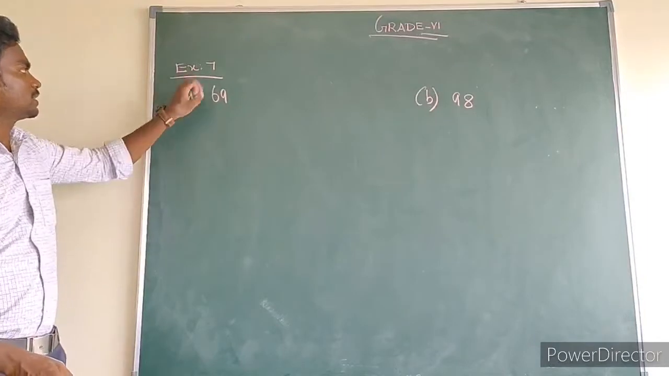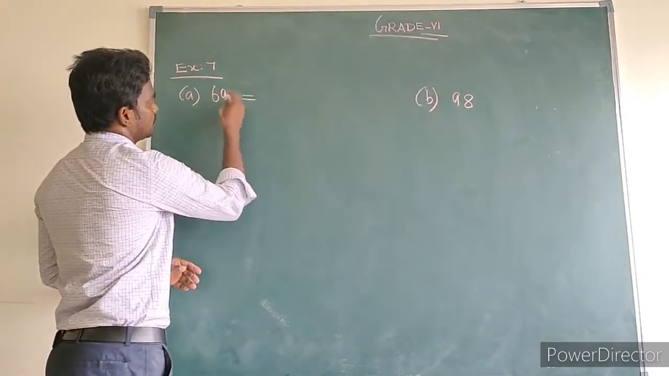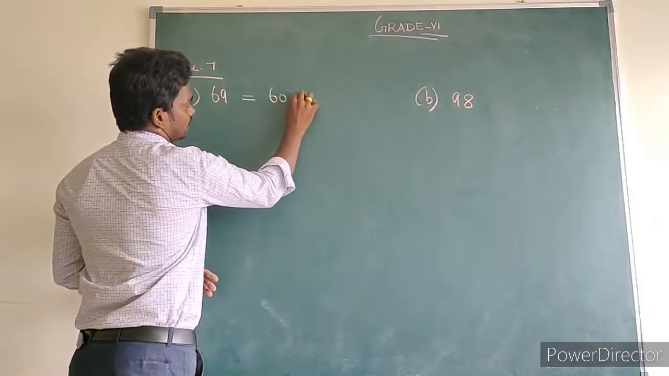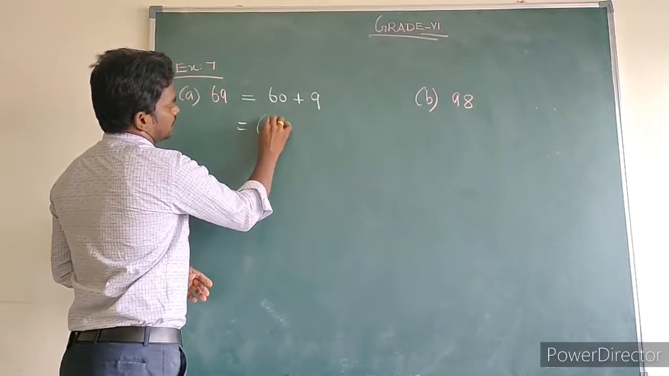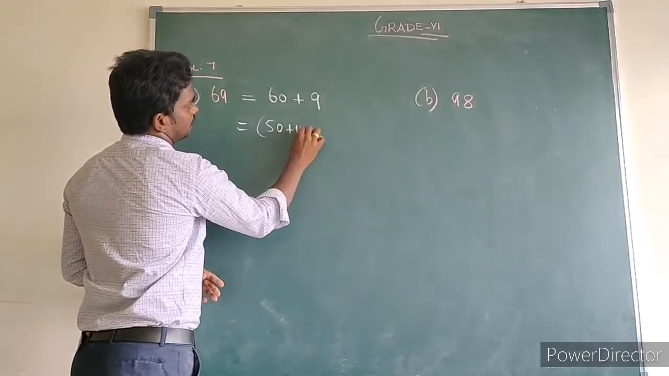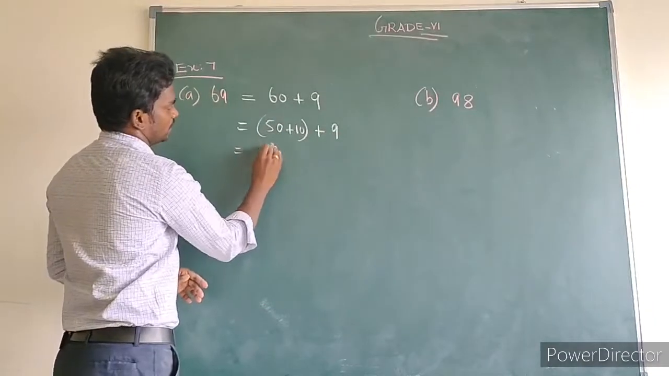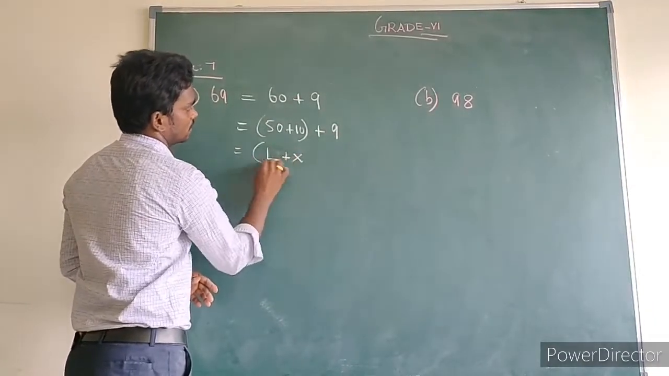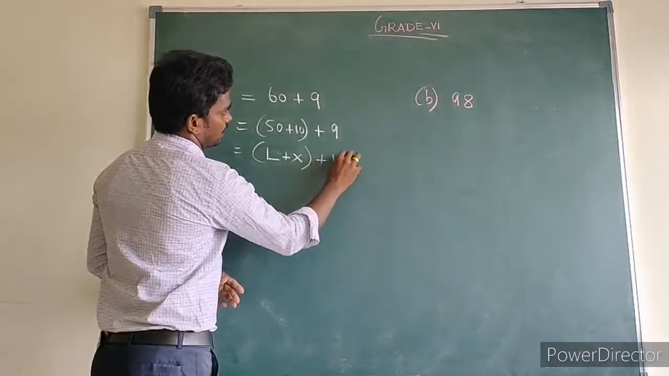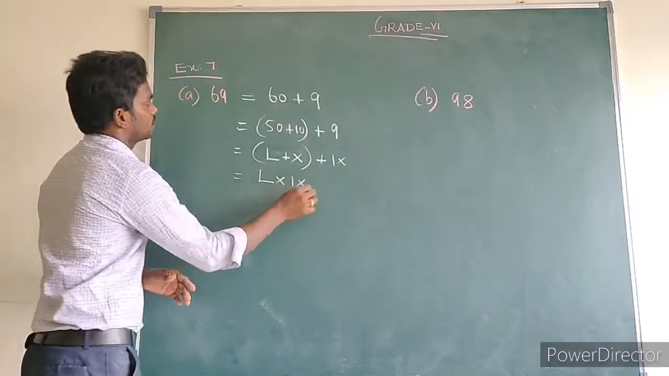So example 7: write the given numbers in Roman numerals. 69. We can write 60 plus 9. How to write 60? 60 is written as 50 plus 10, plus 9. 50 is L, plus X, plus IX. So this is LXIX for 69.